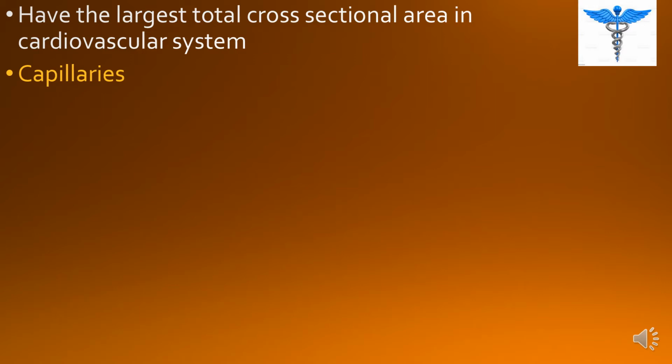When you combine all of the capillaries, their cross-sectional area increases. Now when their cross-sectional area increases, their velocity decreases, because we know that the velocity is directly proportional to the blood flow and inversely proportional to the cross-sectional area. So if the capillaries' cross-sectional area is increased, the velocity of blood passing through the capillaries will be less, and this will enable the blood to exchange nutrients or gases across the capillary walls.